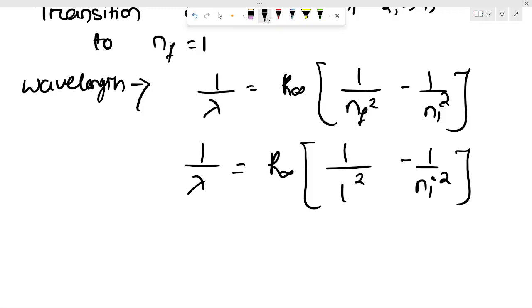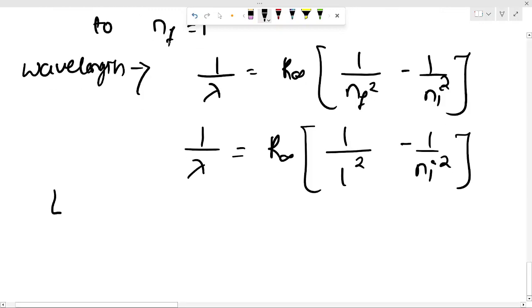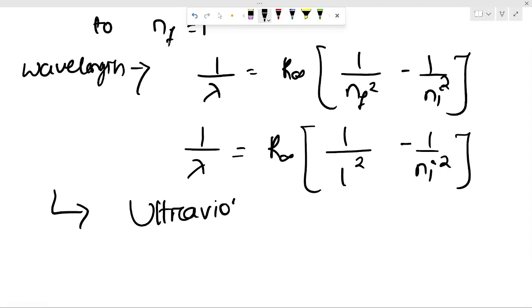And remember, this series lies in which region? Ultraviolet region. Remember, short questions always come from this section, like in which region the Lyman series lies, that is the ultraviolet region.